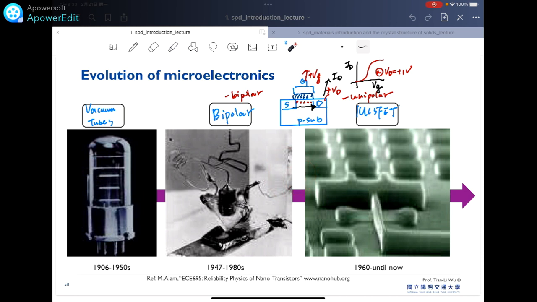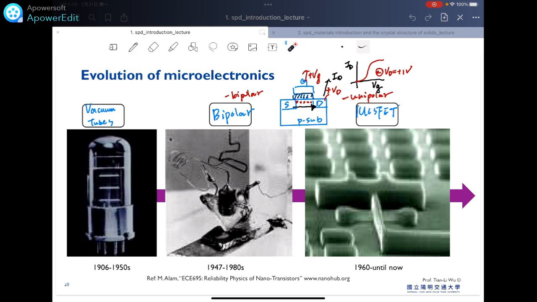Last time we already mentioned that, considering the development of microelectronics in different ages, we came up with different device concepts. In the early beginning, we had vacuum tubes. Later on, we had the bipolar device, which needs the transport of both electrons and holes. And later we had the MOSFET, which is typically identified as a unipolar device, meaning that in the channel there is only one carrier during the transport.